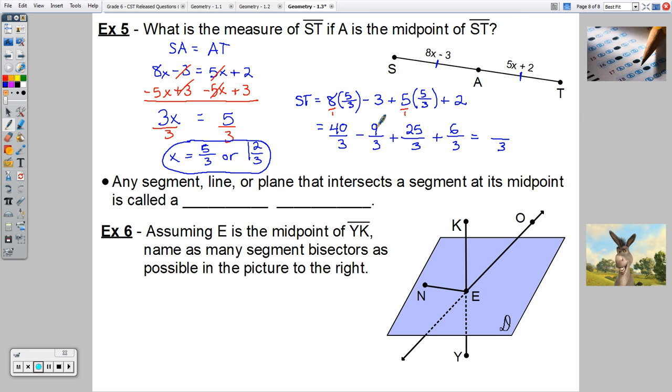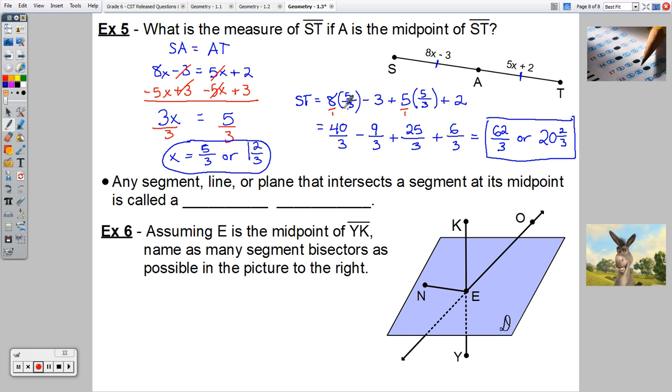So 40 minus 9 is 31. 31 plus 25, that's going to be 56. And 56 plus 6 is 62. So you could say 62 thirds, or that would be equivalent to, as a mixed number, 20 and 2 thirds. Both of those answers are totally valid ways to get that.